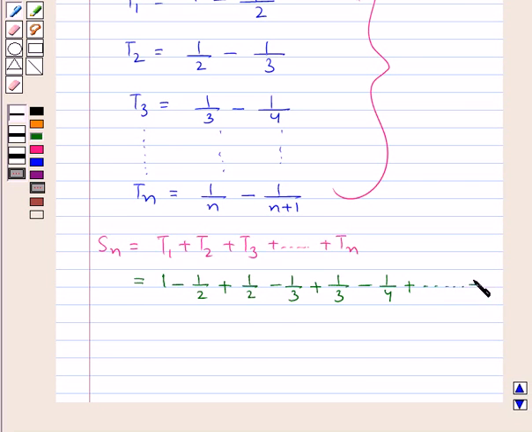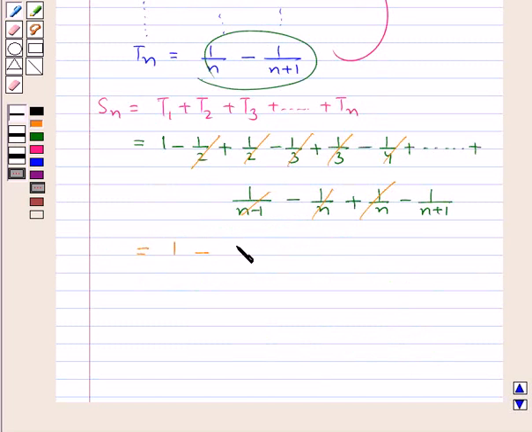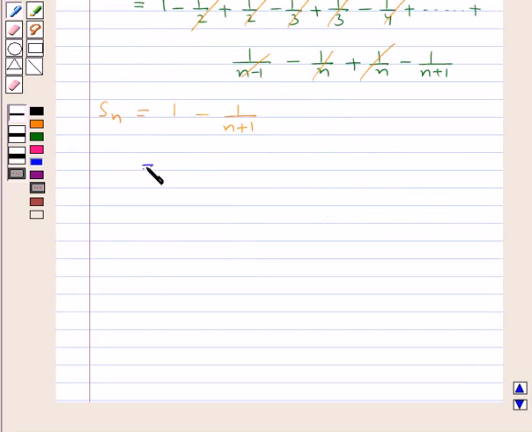plus and so on plus 1 upon n minus 1 minus 1 upon n, that is the n minus 1th term of the series, plus the nth term of the series which is 1 upon n minus 1 upon n plus 1. Now all these terms would get cancelled and we are left with 1 minus 1 upon n plus 1, that is Sn, the sum of the n terms of the series, is equal to 1 minus 1 upon n plus 1, or this is equal to n plus 1 minus 1 upon n plus 1. 1 minus 1 cancels and this is equal to n upon n plus 1. Or you can say that Sn is equal to 1 upon 1 plus 1 upon n.